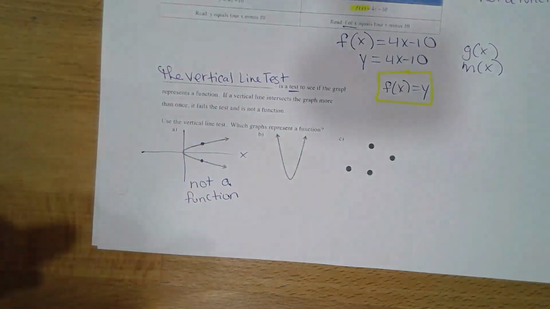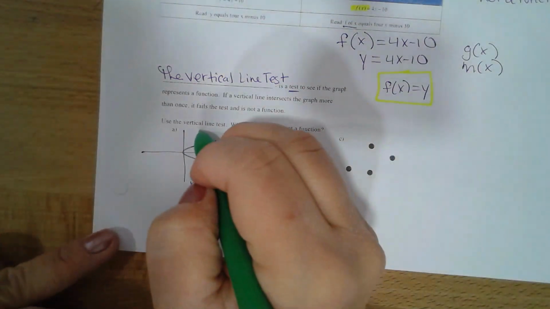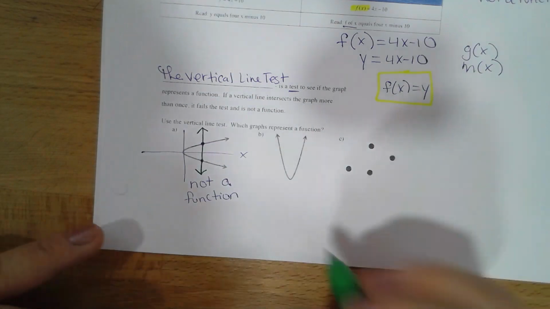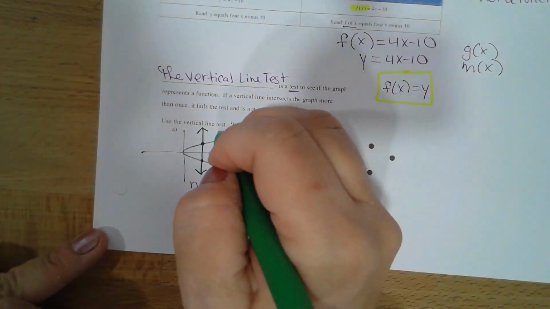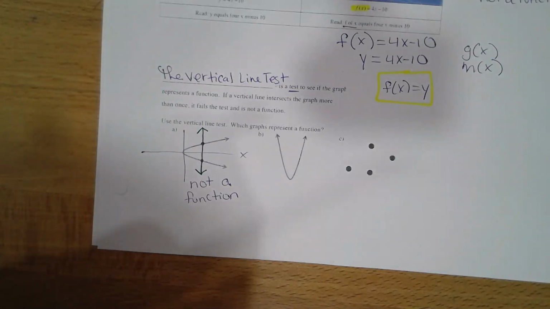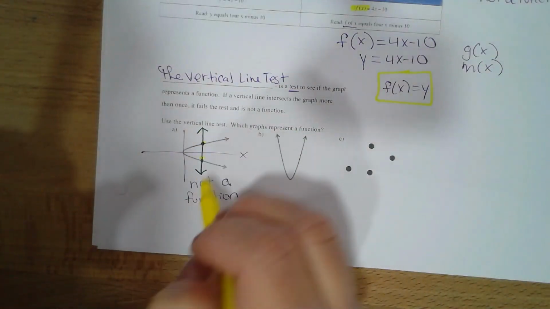And what it says is if you draw a line, vertical, anywhere on your graph, right? I'm going to just draw it there because I feel like it. You can draw it here. It doesn't matter. But if it crosses your graph more than once, it is not a function.